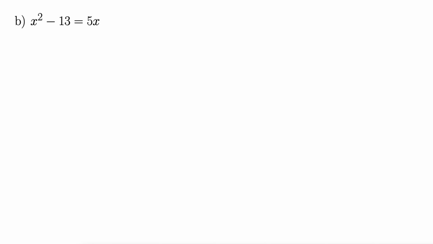For this one we have x squared minus 13 equals 5x. Again, we want to get it in the right form, which is ax squared plus bx plus c equals 0. So let's just subtract off that 5x so we can get 0 on the right side there. x squared minus 5x minus 13 equals 0.